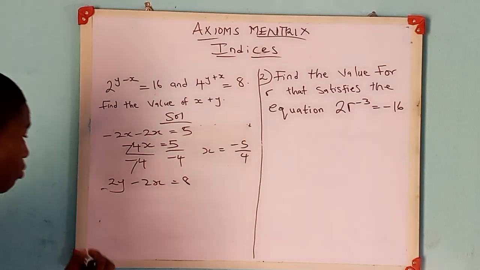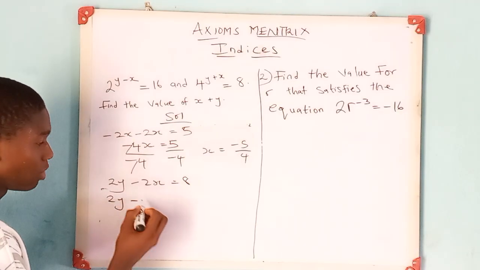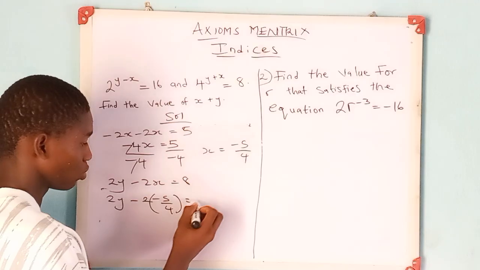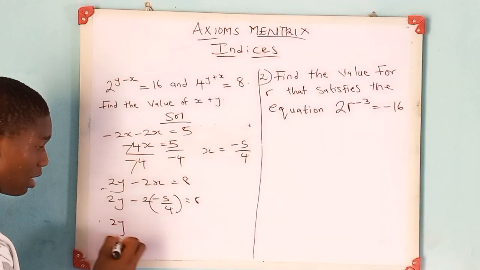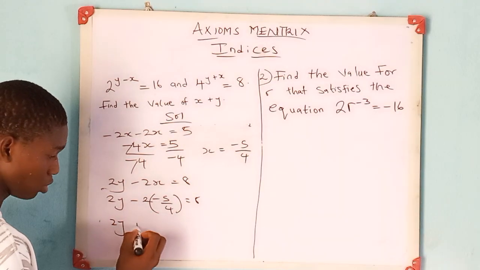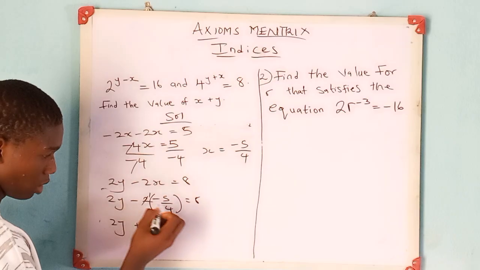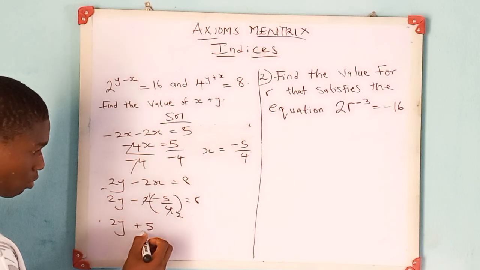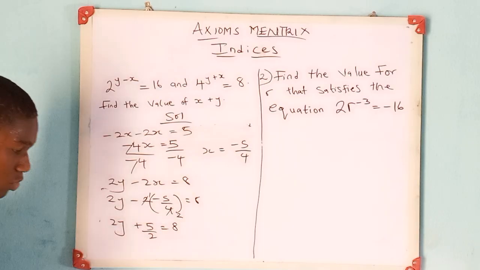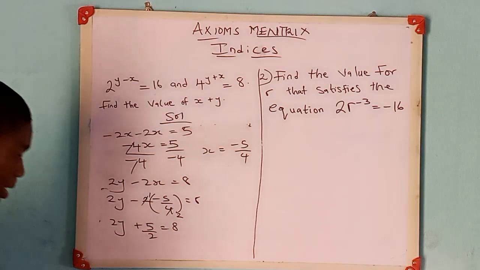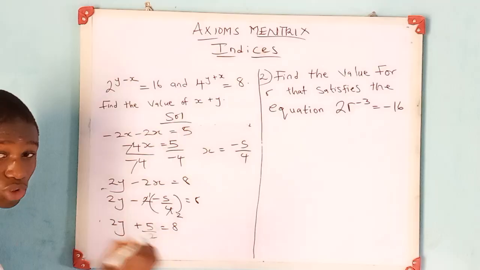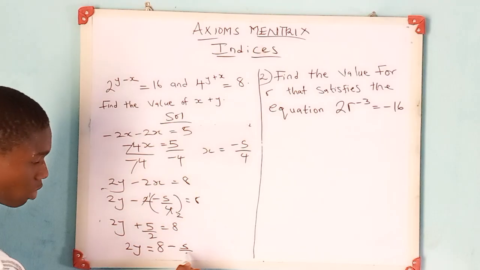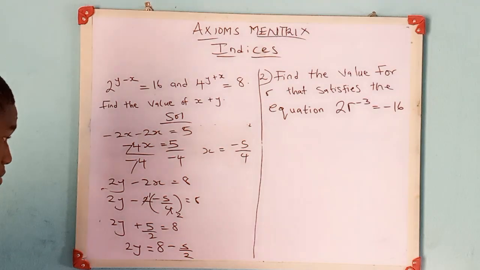So from this place, I'm going to have 2y minus 2 brackets minus 5 over 4 is equal to what? 8. So from here I have 2y. This time this is going to give me plus 2 go here 1, 2 go here 2. So I'm having plus 5 all over 2 is equal to 8. What I'm doing here is to collect my like terms. Then my 2y is going to be equal to 8 minus 5 all over 2. So now let's solve from this place.